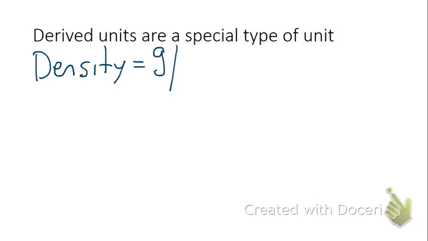Another thing we can do with the units we're covering is we can make what's known as derived units. Derived units are a mixture of two different types of units. The one that we are going to look at in this video is density. Density is usually a unit of mass divided by a unit of volume. So it's usually grams per liter.